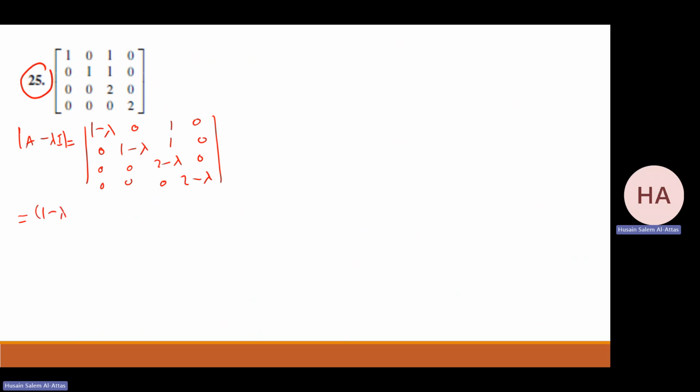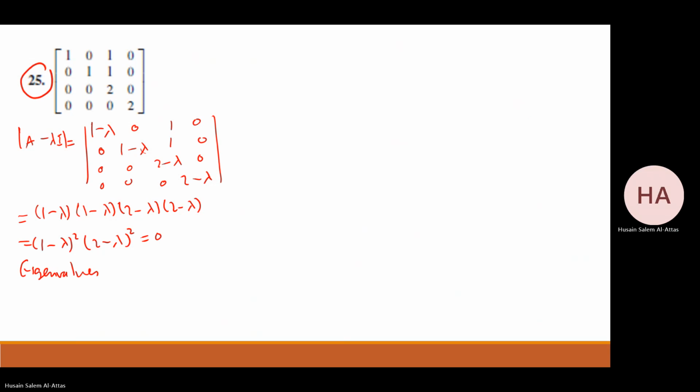So what I have, 1 minus lambda. Let me do it in steps. Then I have what? This. Then very clear that will be 1 minus lambda, 2 minus lambda, 2 minus lambda. And that gives me 1 minus lambda squared, 2 minus lambda squared equals 0. So what are the eigenvalues? Lambda equal 1, multiplicity 2, and lambda equal 2, multiplicity 2. Let me see. Do we have 2 vectors in each one? Right.